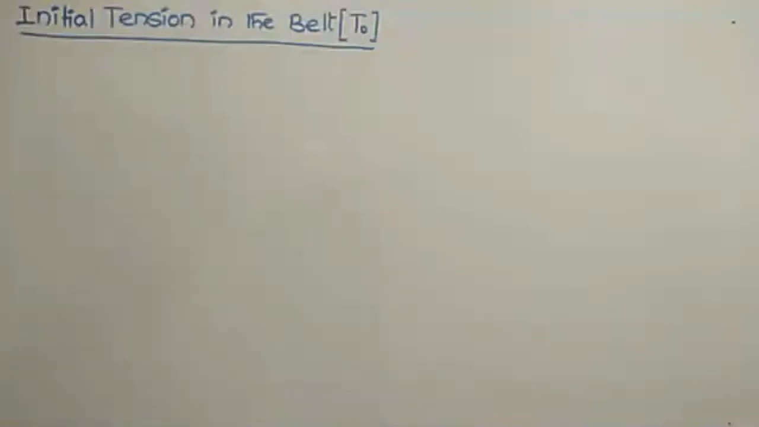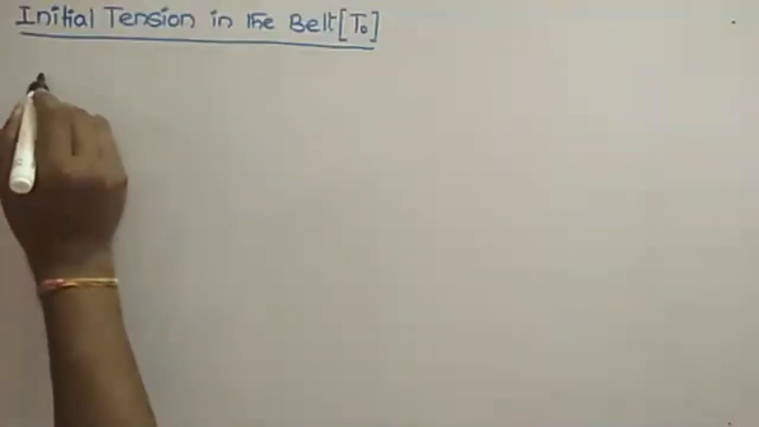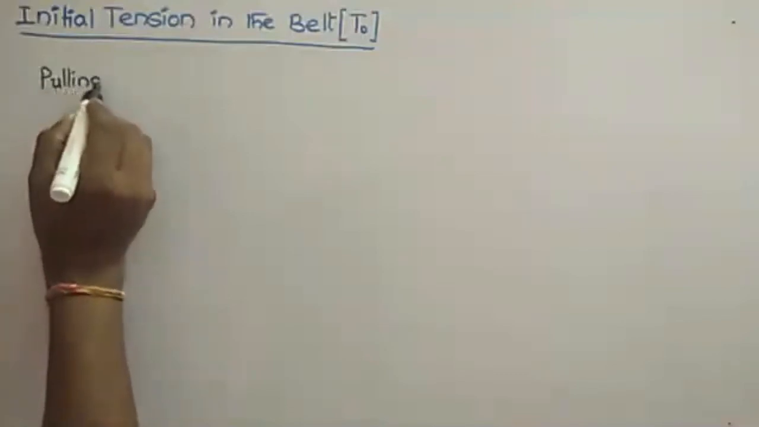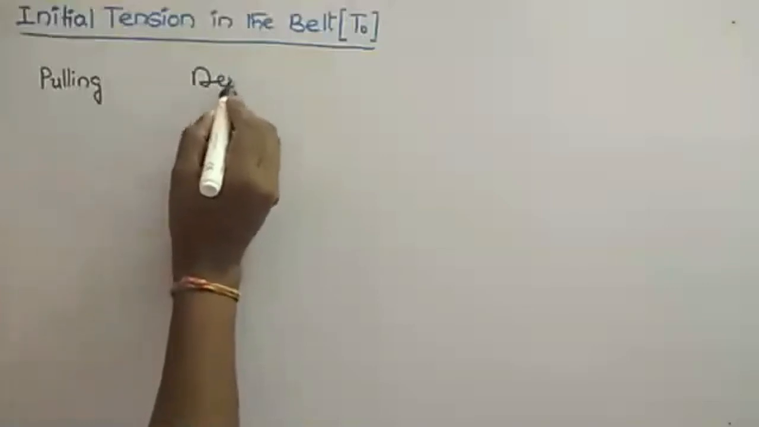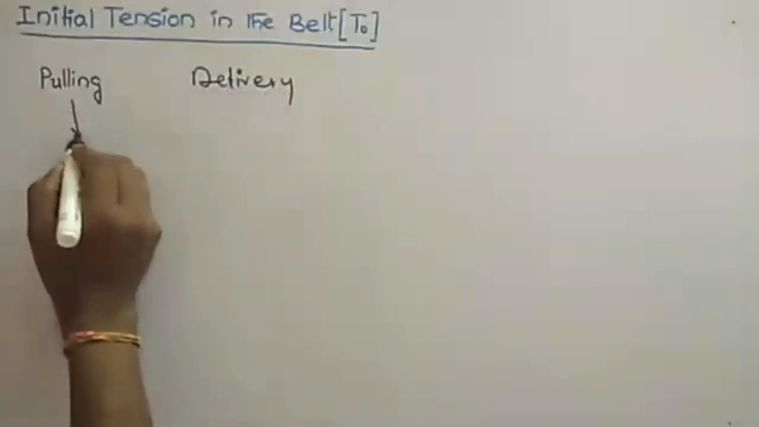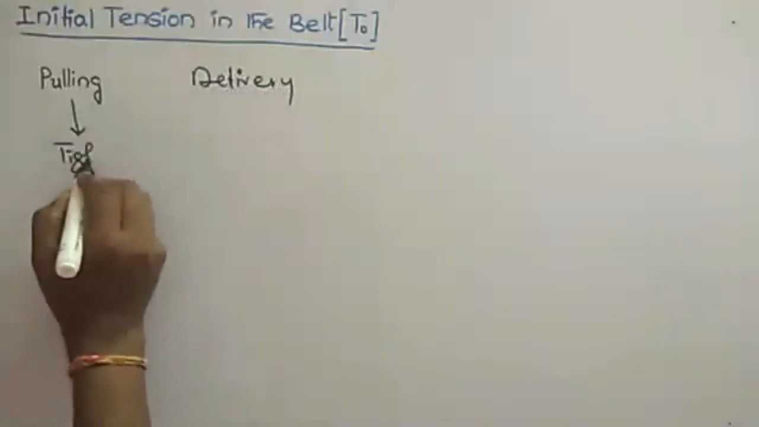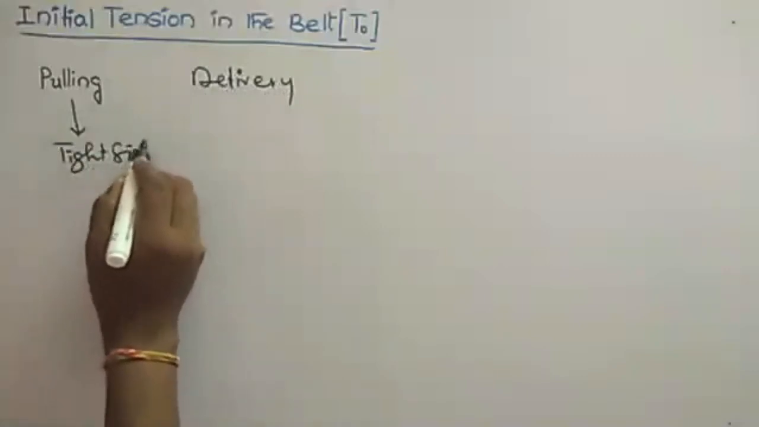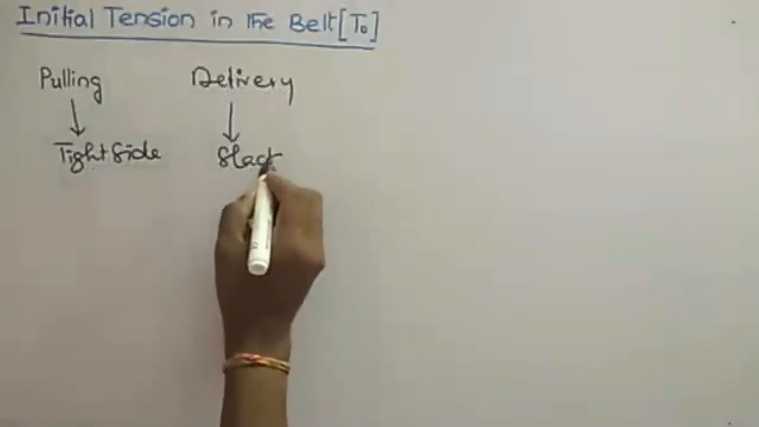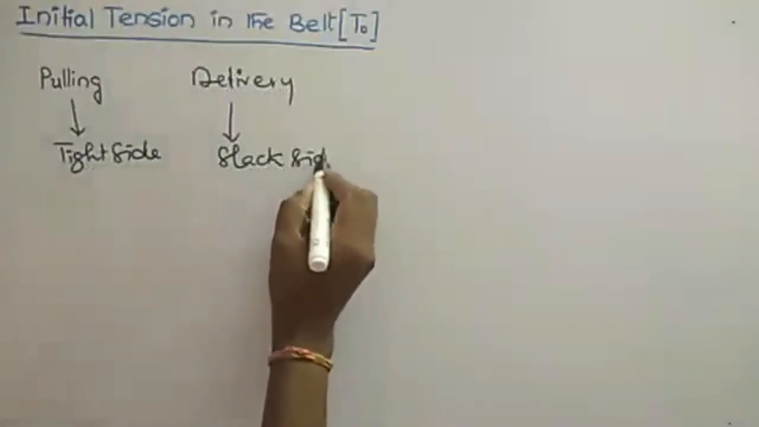So here you need to remember the pulling side and the delivery side. The pulling side is called the tight side, as we already discussed, and the delivery side is called the slack side.